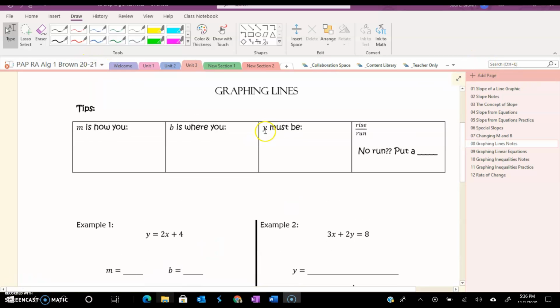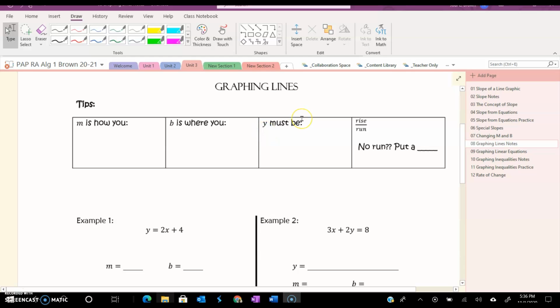When we're graphing lines, remember we said m is how the function moves, and b is where you begin. So when we're graphing, we're going to remember those things. Y must be by itself.